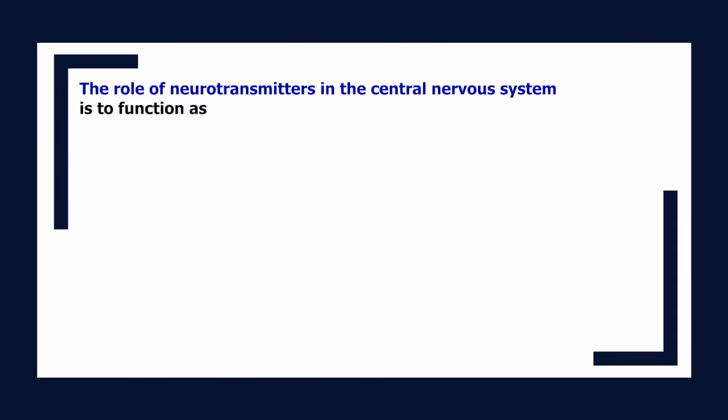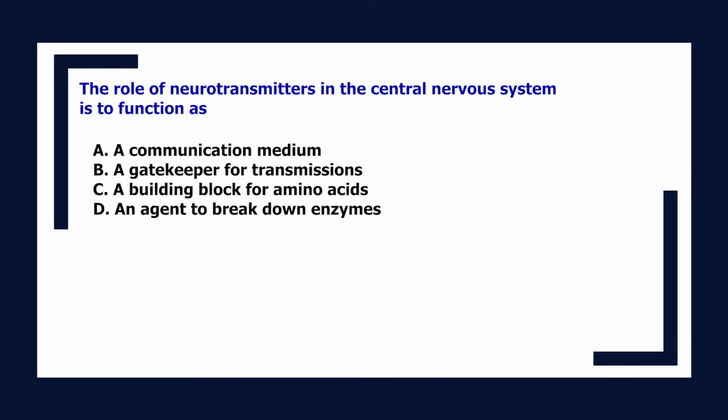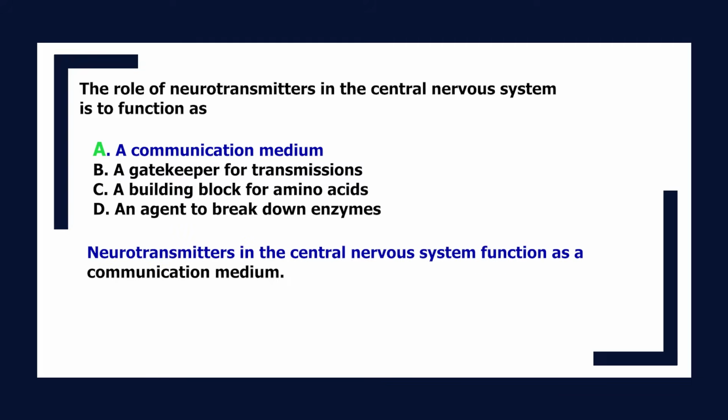The role of neurotransmitters in the central nervous system is to function as A. A communication medium. B. A gatekeeper for transmissions. C. A building block for amino acids. D. An agent to break down enzymes. The correct answer is A. A communication medium. Neurotransmitters in the central nervous system function as a communication medium.